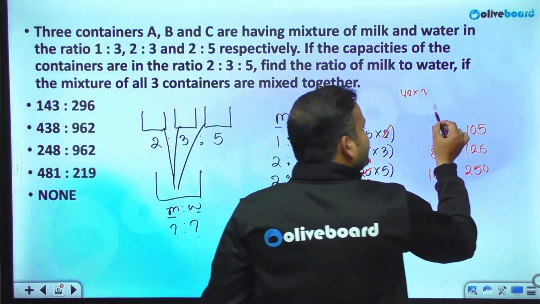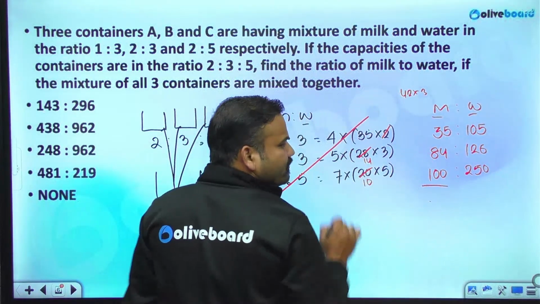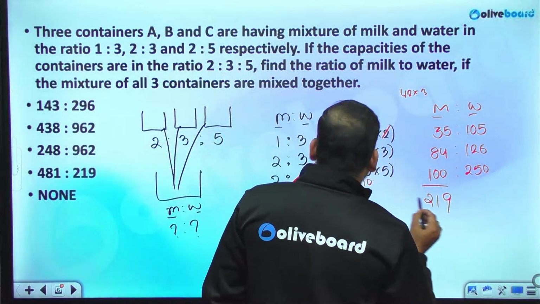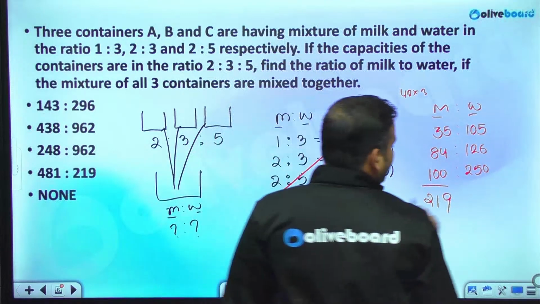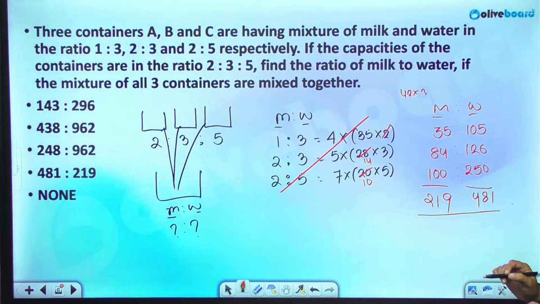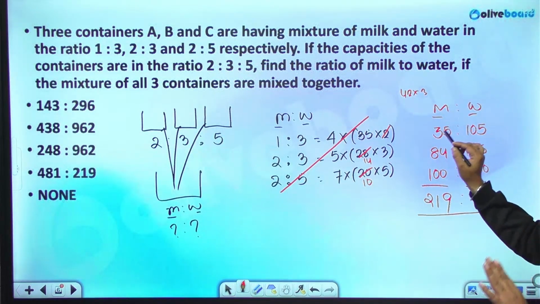So this is milk, and this is water. Add the milk wala part and the water wala part. What is this? This is 9, 18 plus 3 is 21. This is 219. And what about this? This is 6 plus 5 is 11, 5, 6, 7, 8, and this is 481. Ratio 219 to 481 is the desired ratio of milk and water.